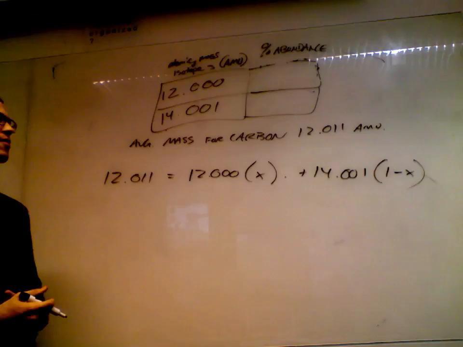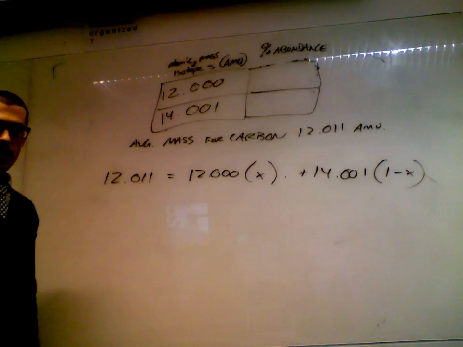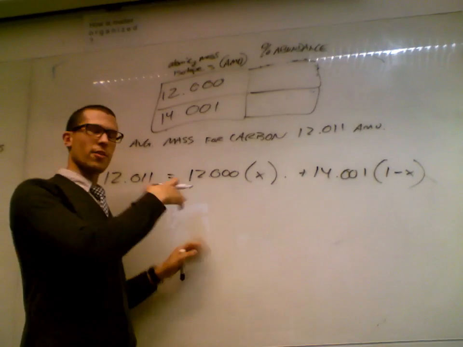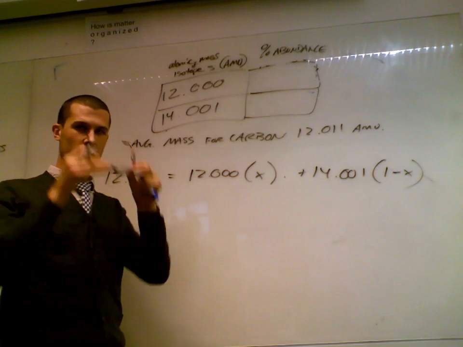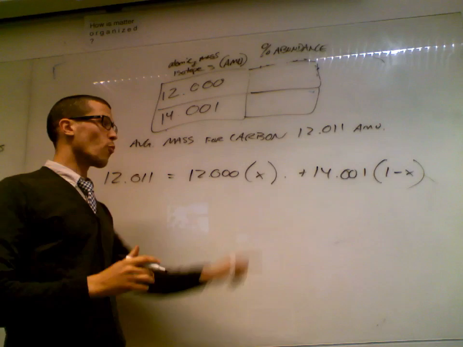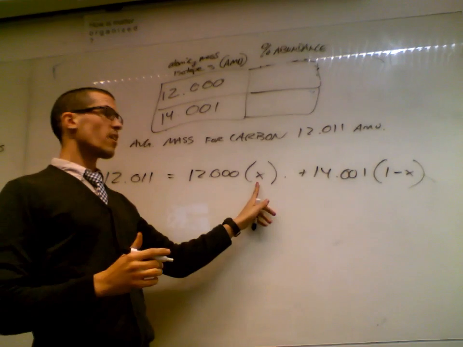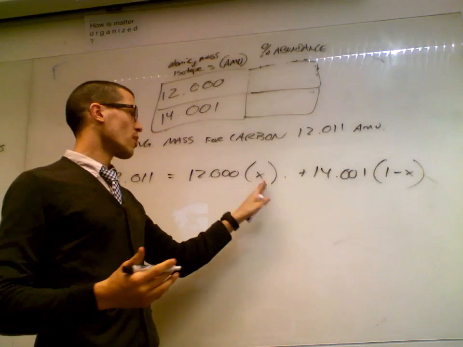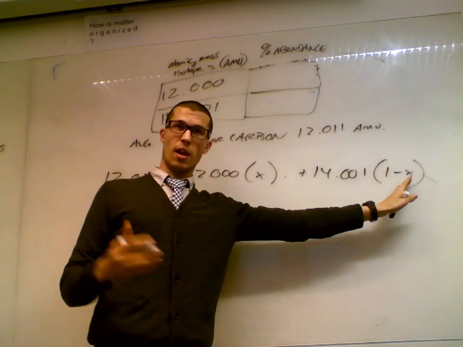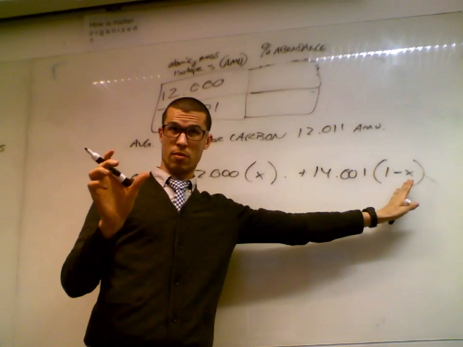Wait, how do you know which one is X? It doesn't matter. You can try it either way, and you'll get the same numbers. Is it always 1 minus X or X minus 1? It's always 1 minus X because this is going to be in decimal form, point something, and it's going to be added to whatever this is, and both of them are going to equal 1.